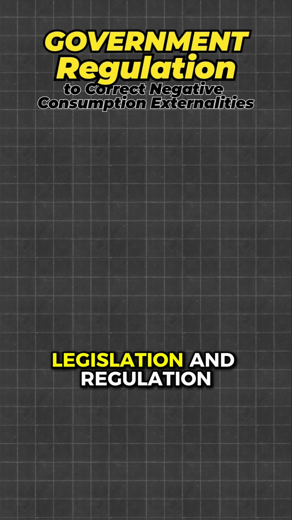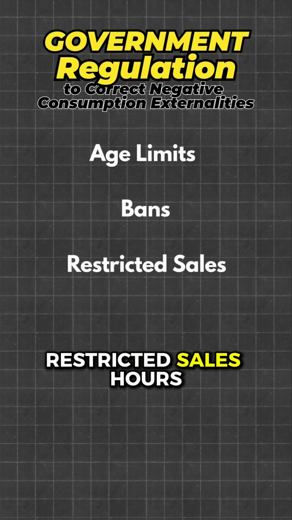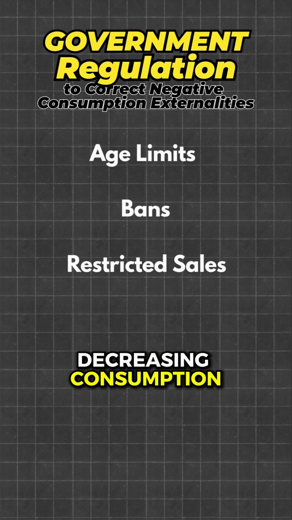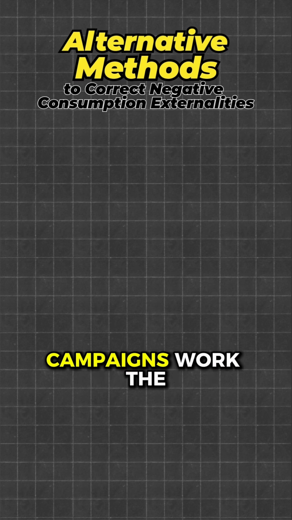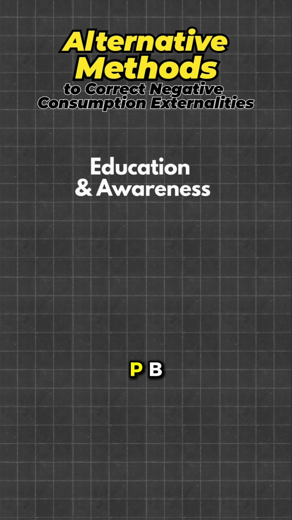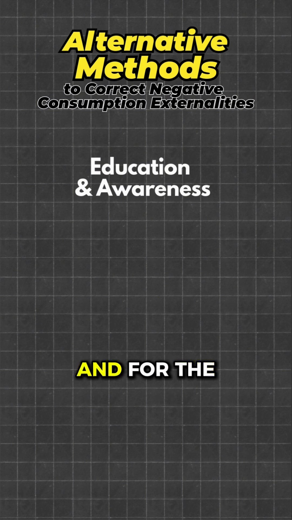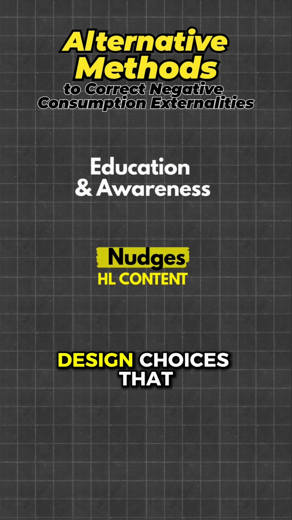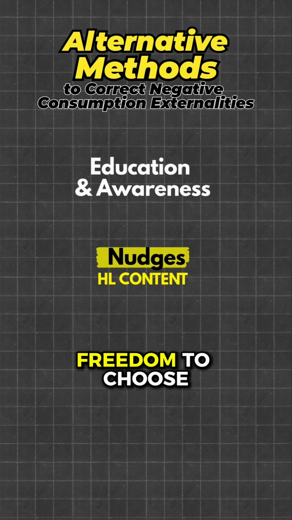Governments also use legislation and regulation, such as age limits, smoking bans, and restricted sales hours, all aimed at decreasing consumption by reducing marginal private benefits. Education and awareness campaigns work the same way, pushing the MPB curve downward by helping consumers better understand the true harm. And for the HL students, you also need to know about nudges. These are subtle design choices that steer consumers toward healthier behavior without removing their freedom to choose.